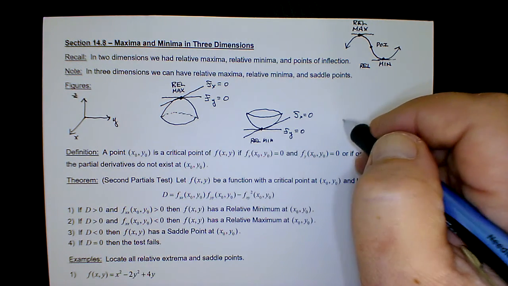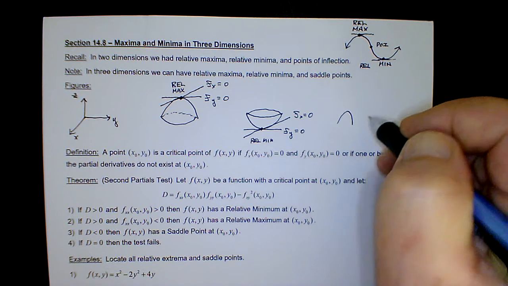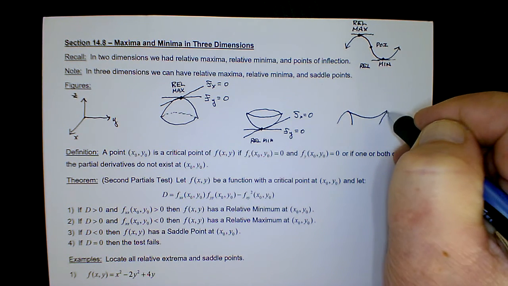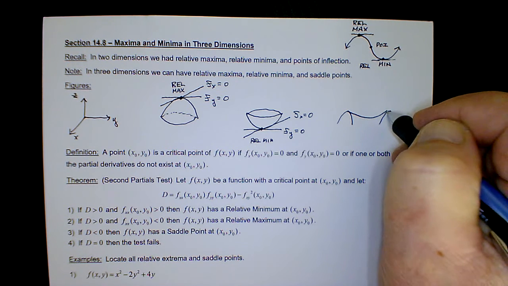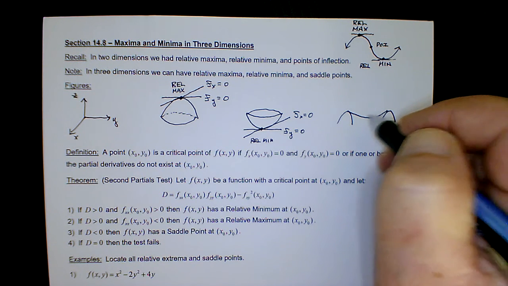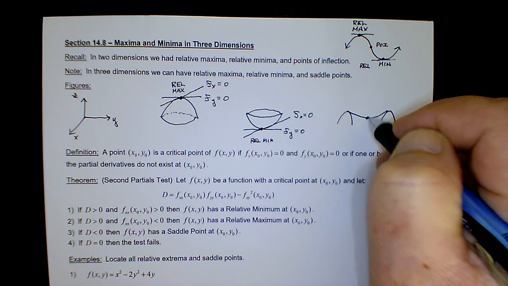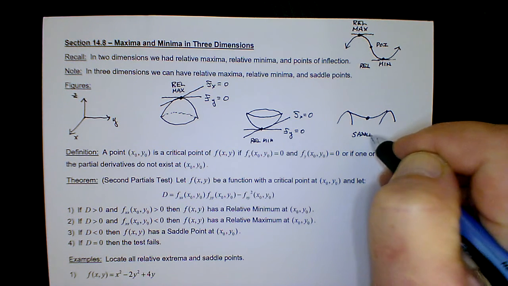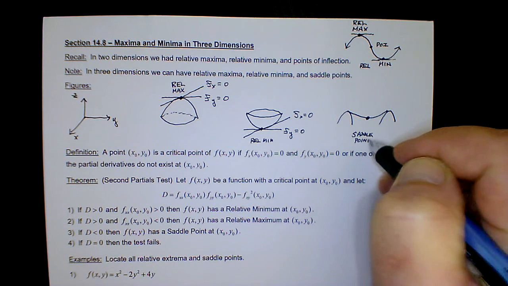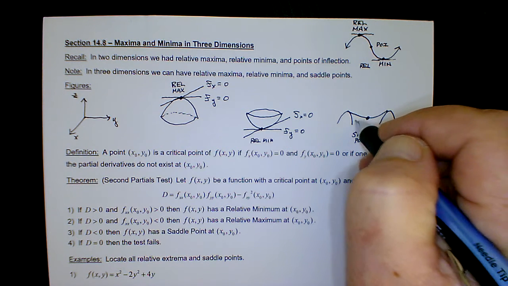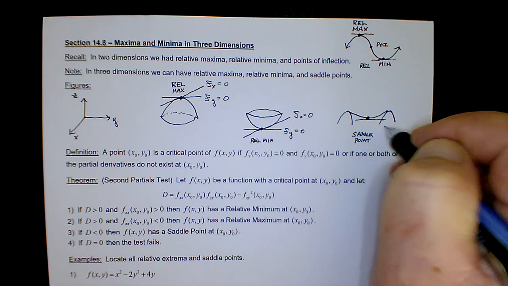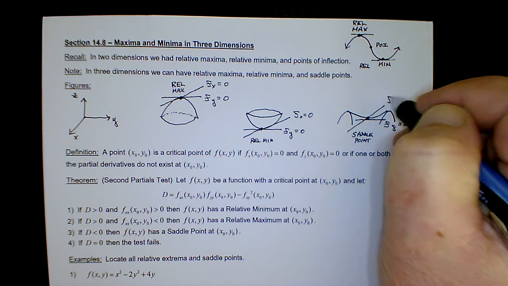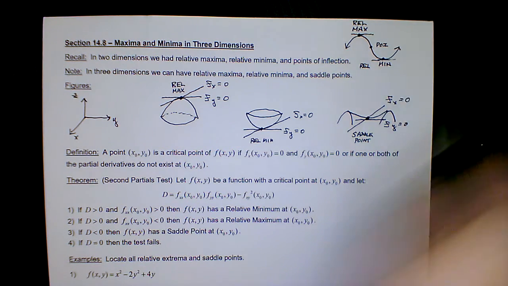And then we have the saddle point. This one looks something like a couple parabolas joined by a little parabola itself. And right in here would be the saddle point. And same idea: the derivative in the y direction is 0, and the derivative in the x direction is 0.